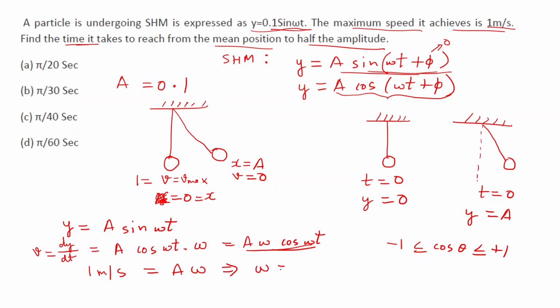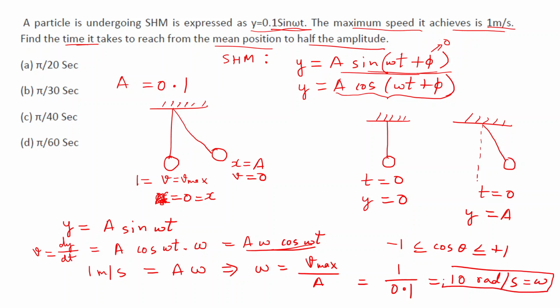Thus we can find omega as V maximum divided by amplitude. So the omega value is 1 meter per second divided by 0.1. So the value is 10 radian per second. This is our omega value. We need this when we want to calculate the time. So this is the omega value we have obtained, which is 10 radian per second.